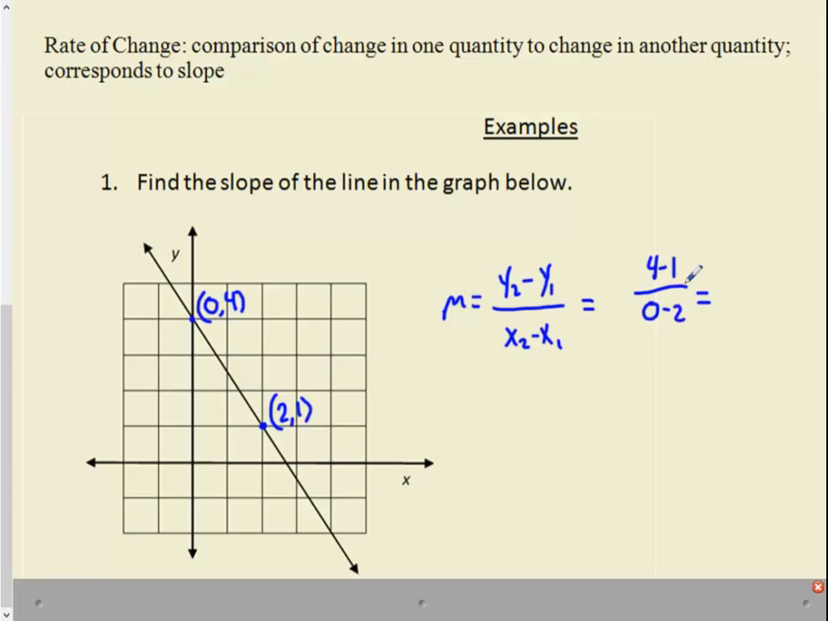So we get 4 minus 1 is 3. 0 minus 2 is negative 2. And remember that when you have a negative in a fraction, it can appear in the denominator, or you could put it in the numerator, or as is more common, you can put it in front of the fraction. And especially in the case of slope, this will be more common to see it in front of the fraction, because right away now we know that this line goes up and to the left, not to the right.